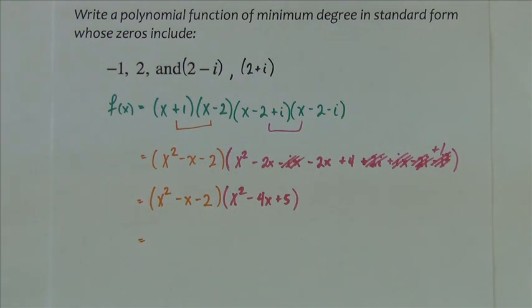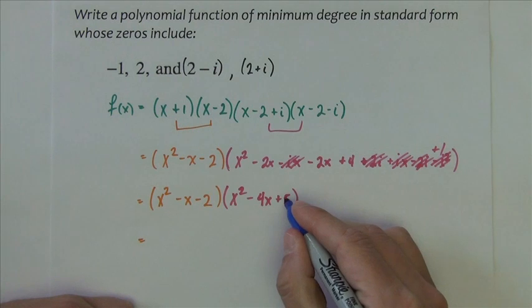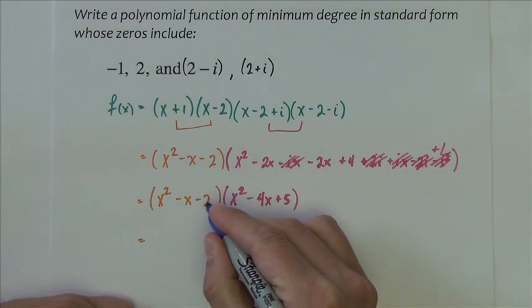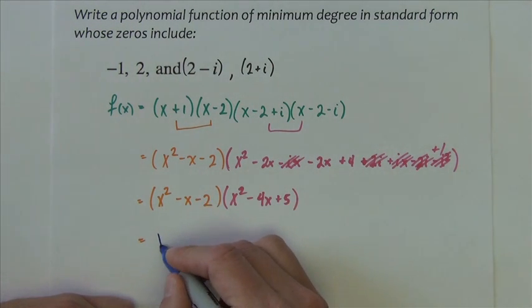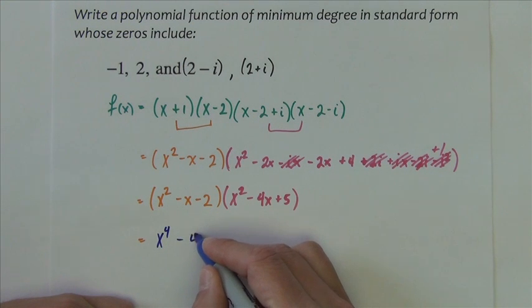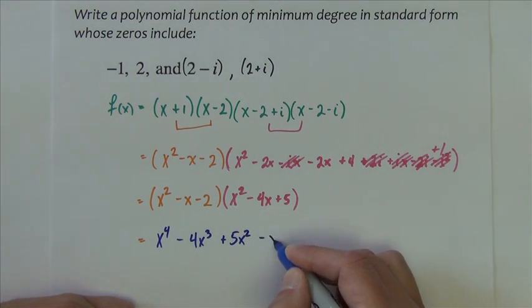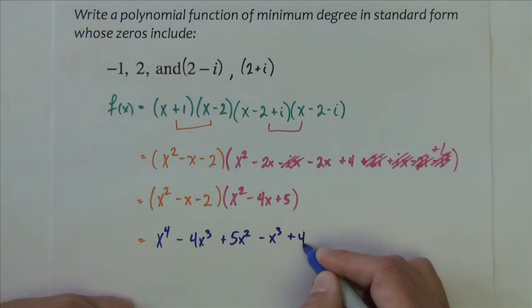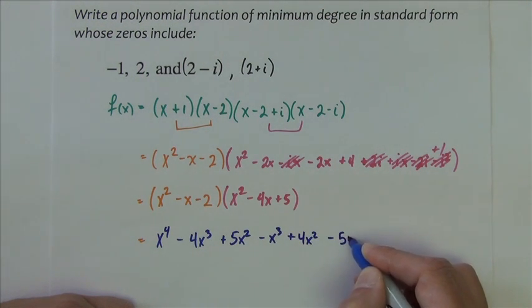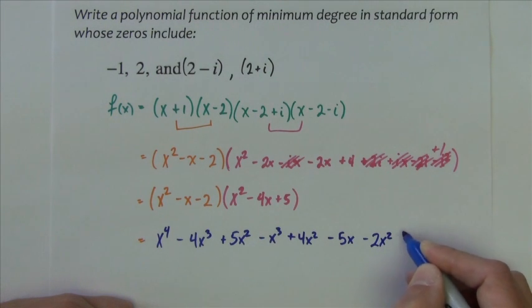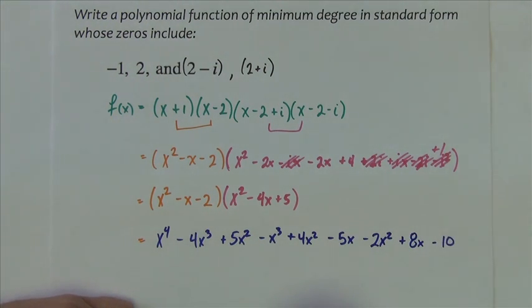Okay, now we're going to do it again. We need to continue to multiply these together to end at the result. So I'm going to do x squared times all three, then the middle term times all, and -2 times all. So this is x to the fourth minus 4x to the third plus 5x squared minus x to the third plus 4x squared minus 5x minus 2x squared plus 8x minus 10.